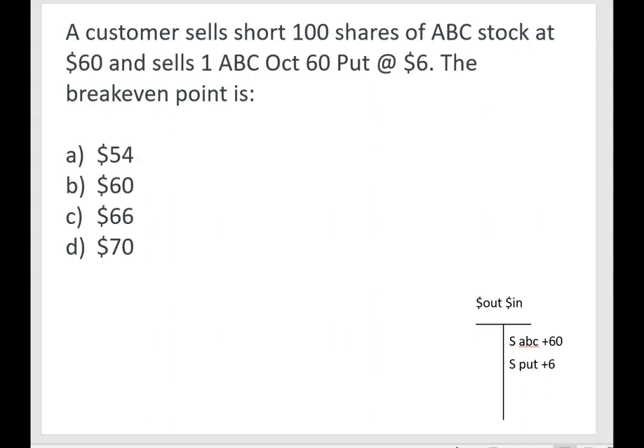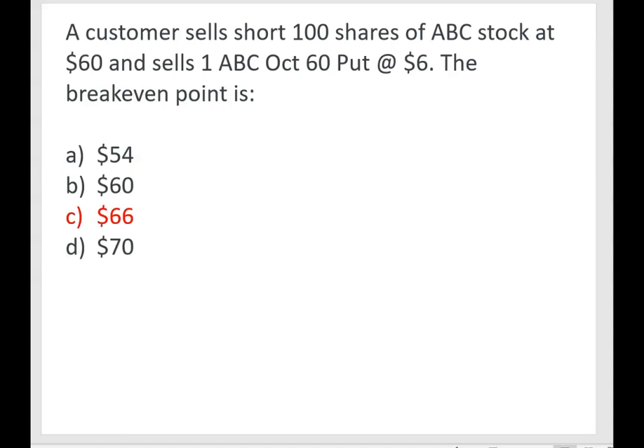So since they sold the stock for 60 and then sold the put for another $6, this customer's up by $66 a share. We know he's going to buy it back eventually. So what if we were to buy it for exactly $66? Then 66 came in, 66 went out, and there would be a bottom line of 0, for a break-even point of 66.